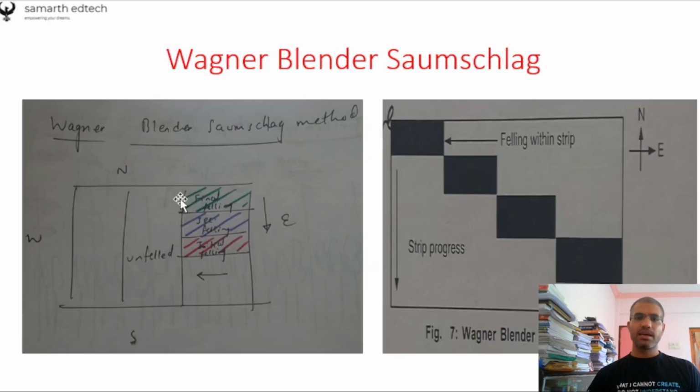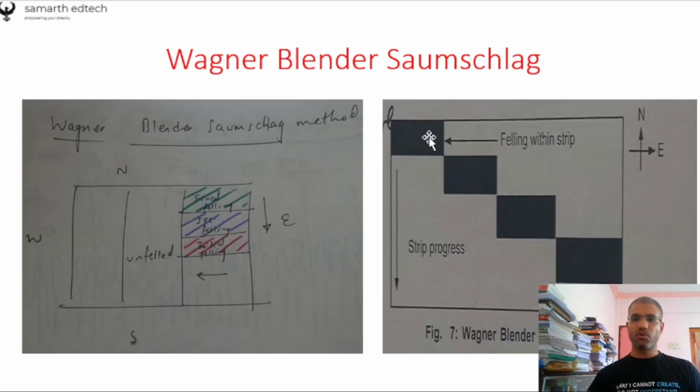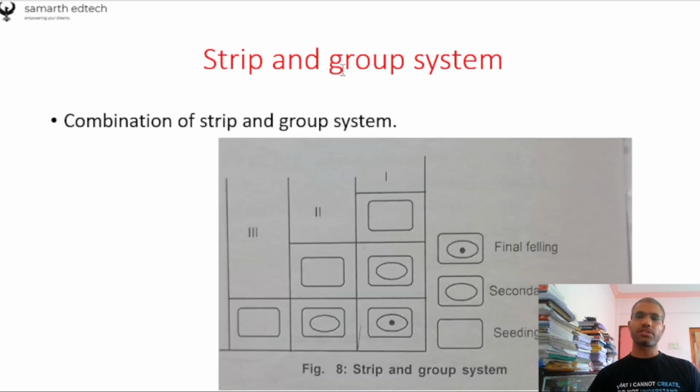We have already seen that the periodic block is divided into strips, and how the felling is carried out and how the strip progresses. Regeneration felling is carried out in narrow strips, that we have already seen. Felling is done in a strip in east to west direction, and the strip progresses from north to south direction. Crop obtained: it is even aged if you go from east to west direction, but uneven aged if you start going from north to south direction. That is, if you go from east to west, from here to here, you will have even aged forest. But once you start going from north to south direction, you will have uneven aged forest. Another method is your strip and group systems.